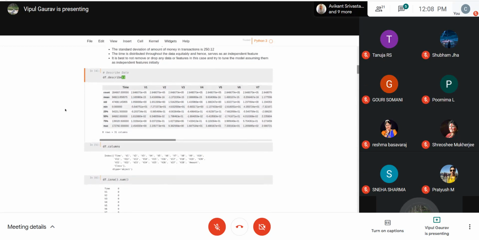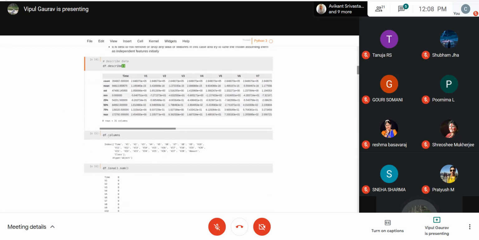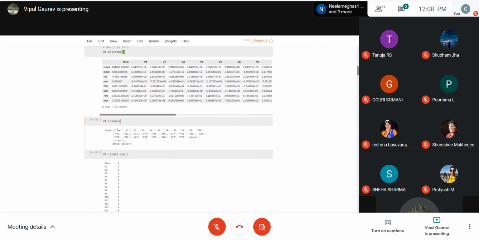Another thing which is important is we need to identify columns. So pandas gives you a very easy way to just see the columns, which is literally df.columns, and you get to see your columns in your data. So I can see that there is something called time, then v1 to v28, amount as well as class.